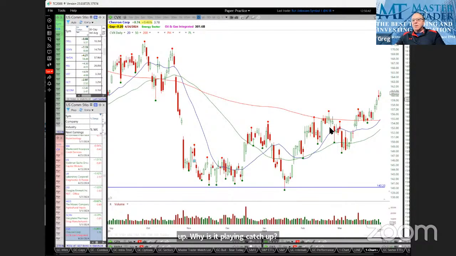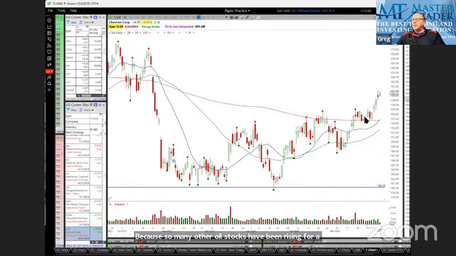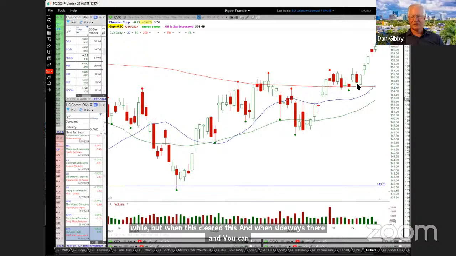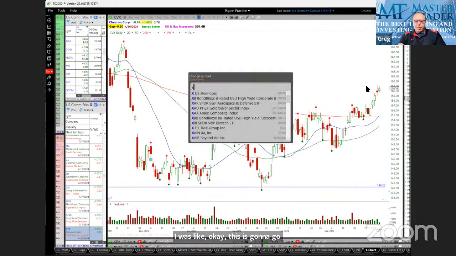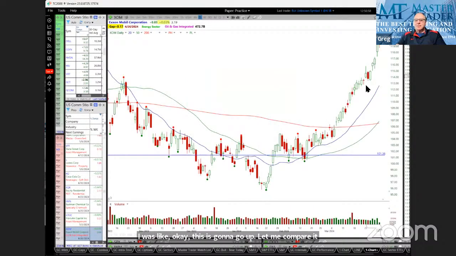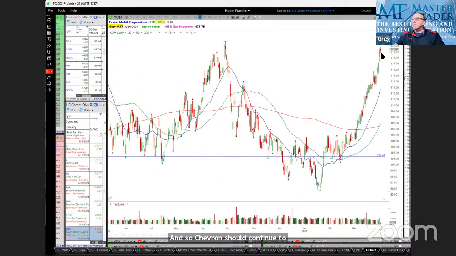Why is it playing catch up? Because so many other oil stocks have been rising for a while, but when this cleared this and went sideways there, and Bear sandwich. Yep. Yeah, bear's kind of sandwich, I was like, okay, this is going to go up. You compare it to Exxon Mobil, and you can see why it's a catch up. Right. It's a laggard, but there's so much institutional buying in the oil sector that they eventually start to look into what hasn't performed, and so Chevron should continue to play some catch up. Clearly, this is coming up to the top of the range there.